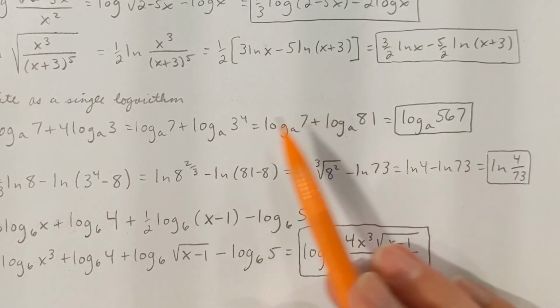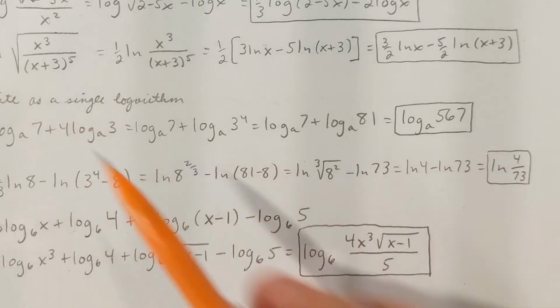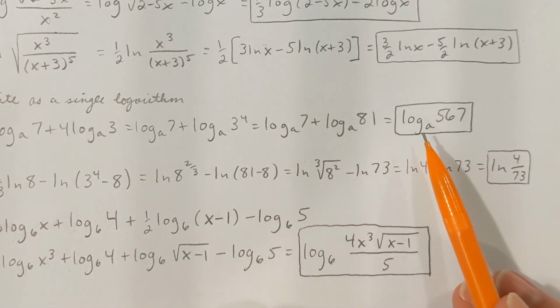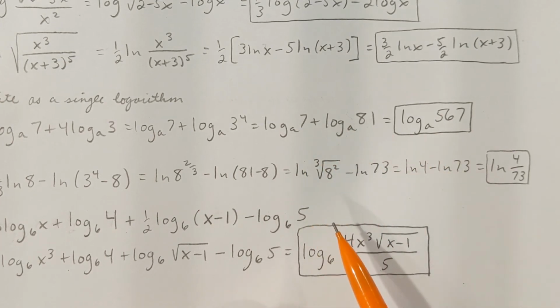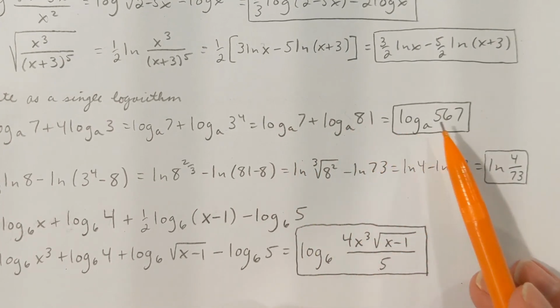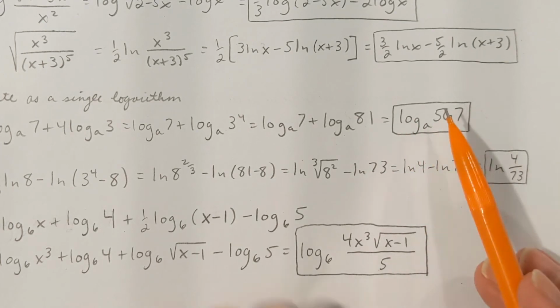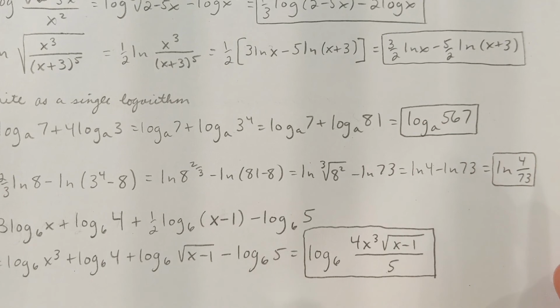I don't have any multipliers. I've already taken care of that, right? So now I can use law 1 on the sheet where I get my single logarithm by multiplying the inner terms. 7 times 81 is 567, and so I've got log base a of 567, and there's my single logarithm there.